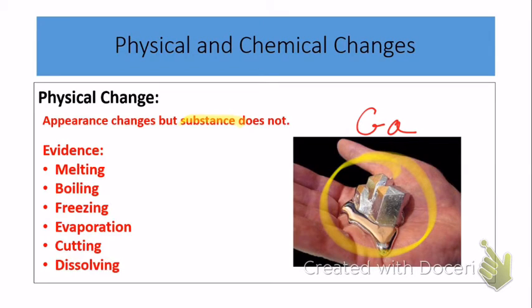Usually when we undergo a change of state, in other words, if you do melting or boiling or freezing, those are all physical changes. You have not changed the identity. So here is some evidence that I want you to know super well. Melting, boiling, freezing, evaporating, cutting something, and dissolving something are strong evidence that we're just undergoing a physical change and not a chemical change.